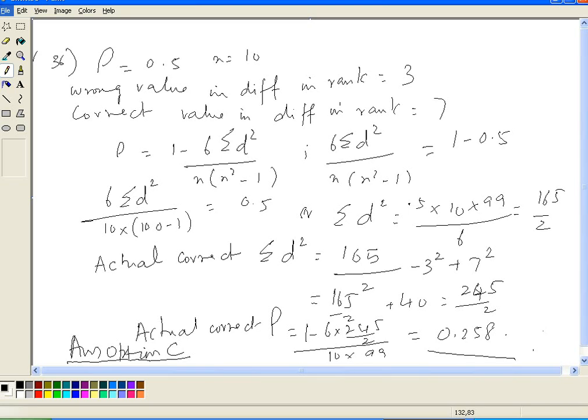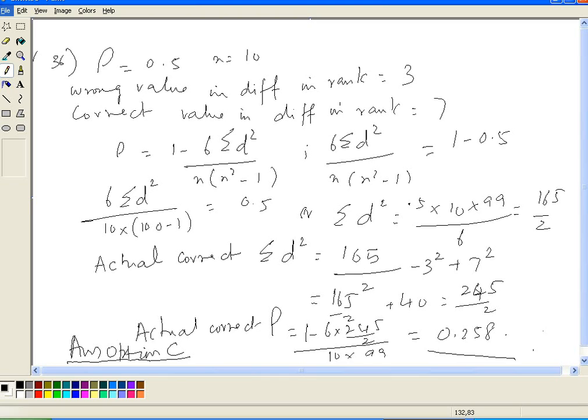Substituting the appropriate values for n equal to 10 and rho equal to 0.5, we find that sigma d squared, the summation of the square of the difference in ranks of the two variables, will be equal to 0.5 into 10 into 99 by 6, which works out to 165 by 2. This is the actual sigma d squared, and we try to pull out that particular wrong value.